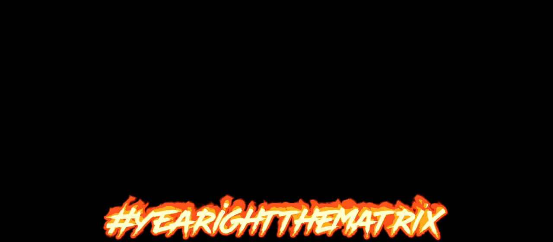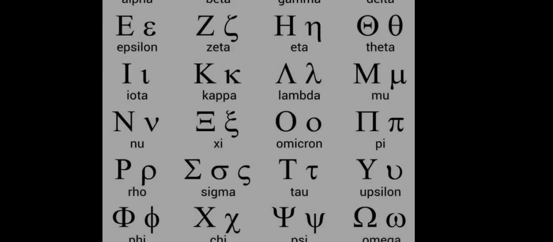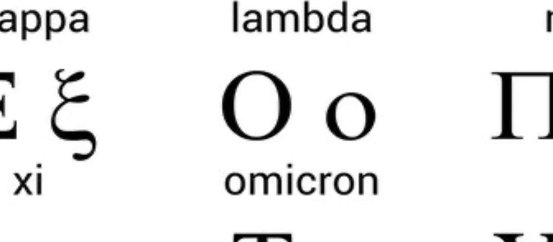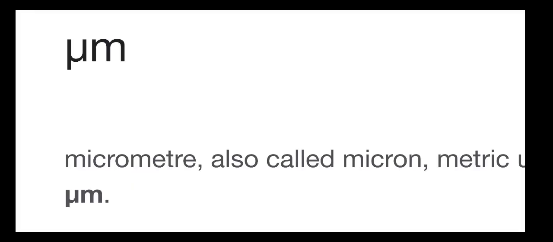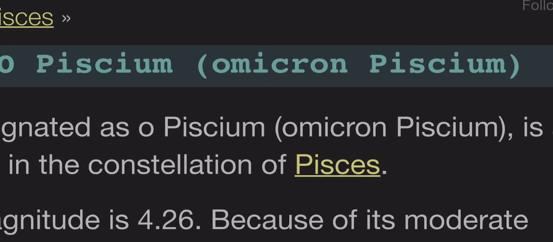For the 15th letter of classical and modern Greek, the 16th in ancient and old Greek. Unit of length, the thousandth part of 1 millimeter, the millionth part of a meter. Micron synonyms: micrometer, micrometer. M-I-C-R-O-N. Micron.